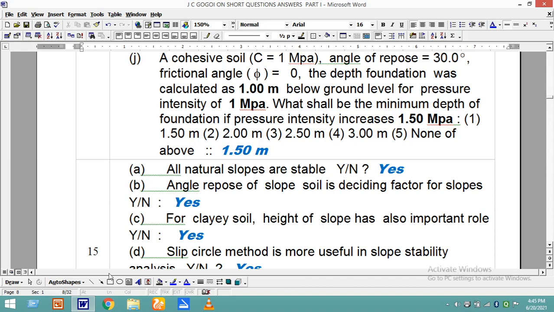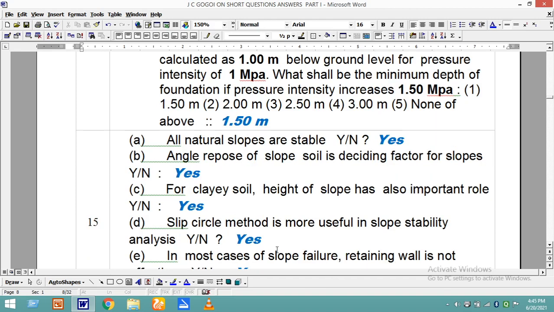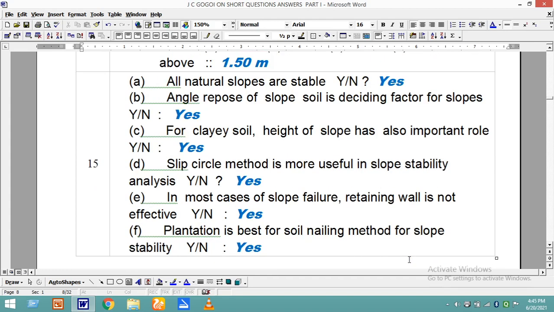Next question is, slip circle method is more useful in slope stability analysis. Yes, this is the most popular method all over the world for stability analysis.